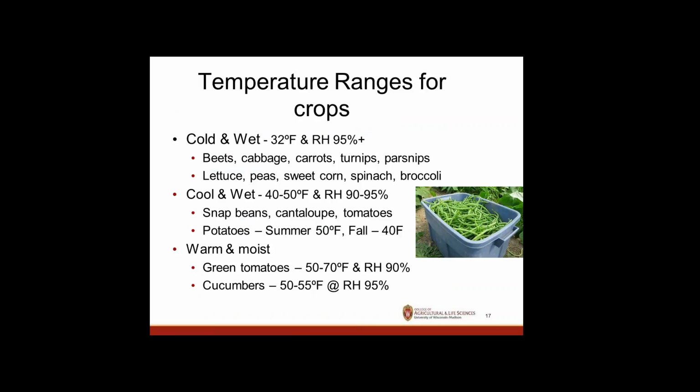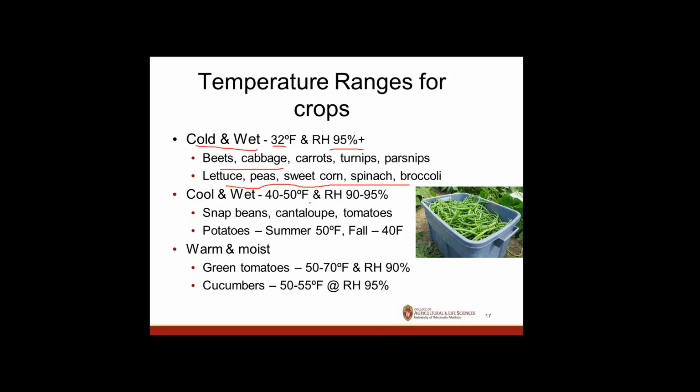So what kind of temperature ranges do we need and humidity ranges? Well, we've classified them by different types of crops, in bundles. So we've got cold and wet, or very high humidity, which is basically going to be 32 degrees and 95 to 100 percent relative humidity. What falls into this is most root crops, with the exception of potatoes and cabbage. Cabbage will fall into there. And we've got a lot of our produce: leafy vegetables, peas, sweet corn, spinach, broccoli.